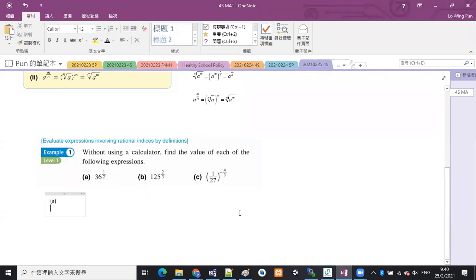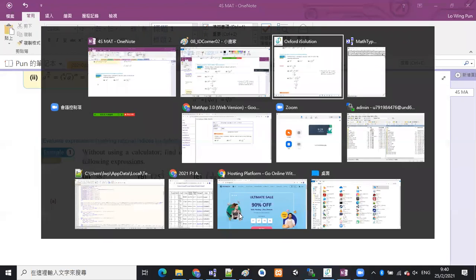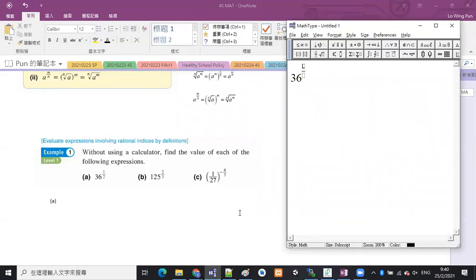For example, without using a calculator, find the value of each of the following expressions. Okay, so we have 36 to the power 1 over 2. We have power 1 over 2. Okay, if we can change the 36 to be a square number, then the square and the power 1 over 2 can be cancelled by each other.